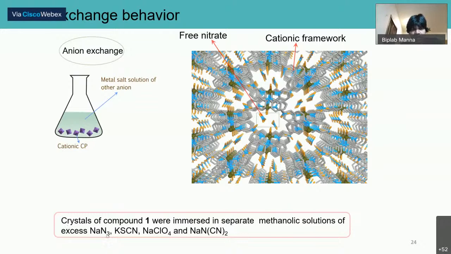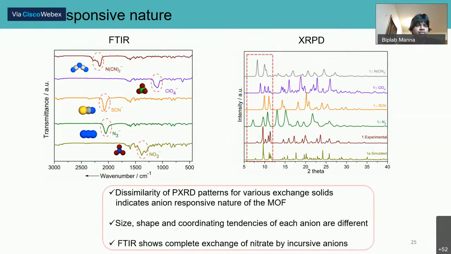We chose azide, thiocyanate, perchlorate, and dicyanamide anions. We performed FTIR and XRD on the products and found that the original nitrate anion present in the structure is being replaced, because in the IR there is no nitrate signal, and there are signals of the incoming anions: azide, thiocyanate, perchlorate, and dicyanamide.